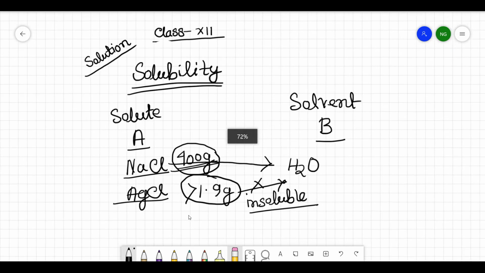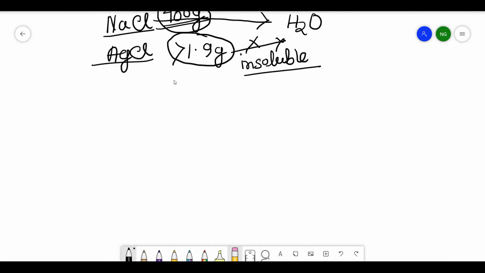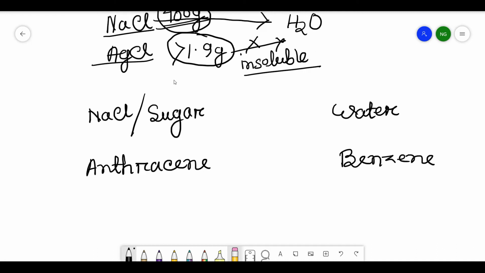So if we take another example, like NaCl, sugar, for solvent it is water, and here anthracene, and here we will take benzene. So what will happen? NaCl and sugar will be easily dissolved in water. We already know about this.